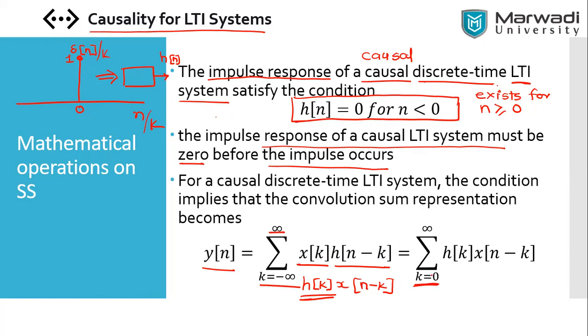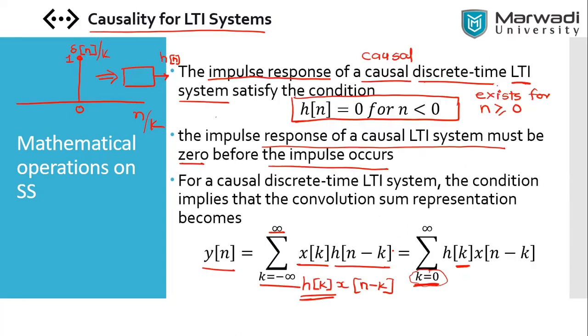K is a dummy variable. I told you earlier that in convolution, we take k as a dummy variable. Right? So k is there. It means that this is revised from 0 to infinity. So whenever you are trying to find out the output of the system, which is causal, then your convolution sum will start from 0 and it will go up to infinity. That's the overall point. Fine?